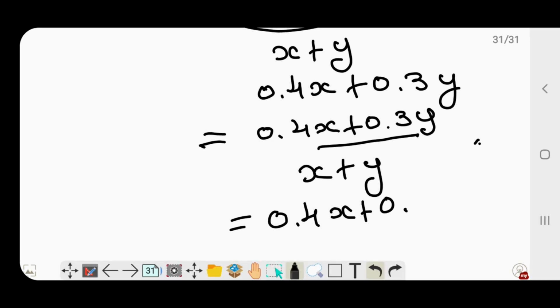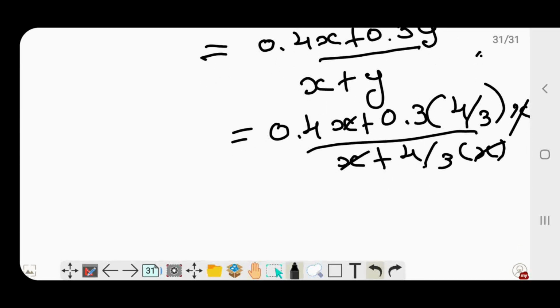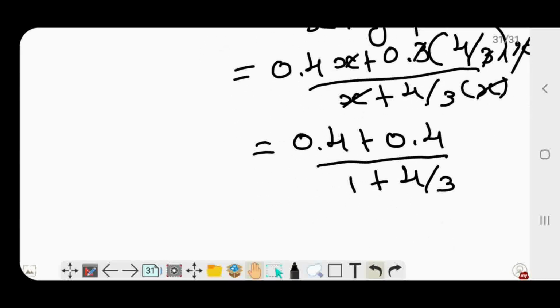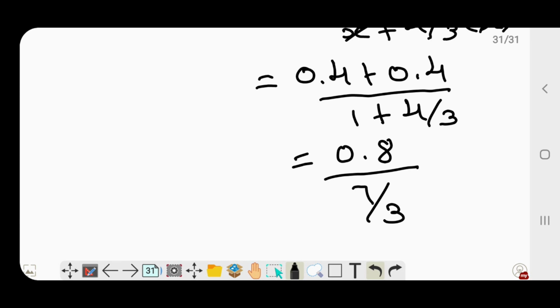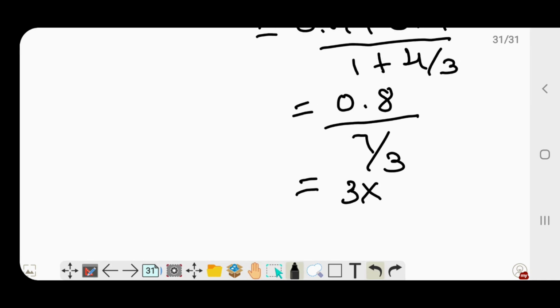0.4x plus 0.3 into 4 by 3 x, divided by x plus 4 by 3 x. x is common everywhere, so just cut it out, and then I would reach 0.4 plus 0.3 into 4 by 3, divided by 1 plus 4 by 3, which is nothing but 0.8 by 3 into 1 plus 4 by 3, that is 7 by 3, which is 3 into 0.8 by 7, which is 2.4 by 7.